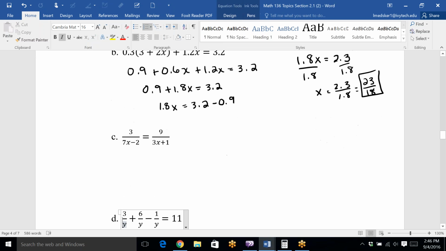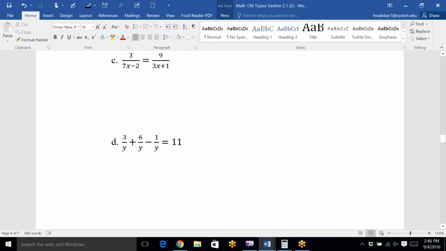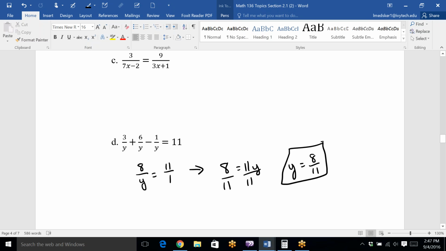We did C in class, so let's look at D. D's kind of a tricky one to make you think it's hard, but it actually has just fractions that are already like terms. So this would be 3 plus 6 is 9 minus 1 is 8. Think of 11 as being over 1, and because it's one fraction on each side, we can cross multiply. So that would be 8 equals 11y. Divide by 11, so we get y equals 8 over 11. And the only thing that would have been a domain restriction here is that your y cannot equal 0 because of the denominators, but we're okay. Y does not equal 0.